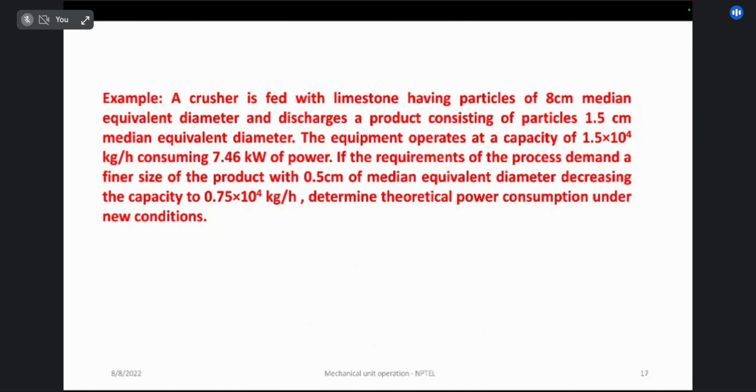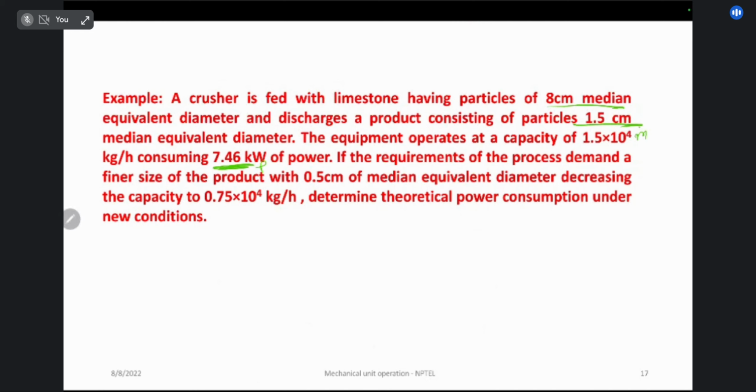Now we follow another example. A crusher is fed with limestone having particles of 8 cm median equivalent diameter and discharges a product consisting of particles of 1.5 cm median equivalent diameter. The equipment operates with a capacity of 1.5 times 10 to the power 4 kilogram per hour and consumes 7.46 kilowatt of power. Power, capacity, m dot, and diameters are all given. If the process requires the final product size to be 0.5 cm median equivalent diameter, decreasing the capacity to 0.75 times 10 to the power 4 kilogram per hour, determine the theoretical power.